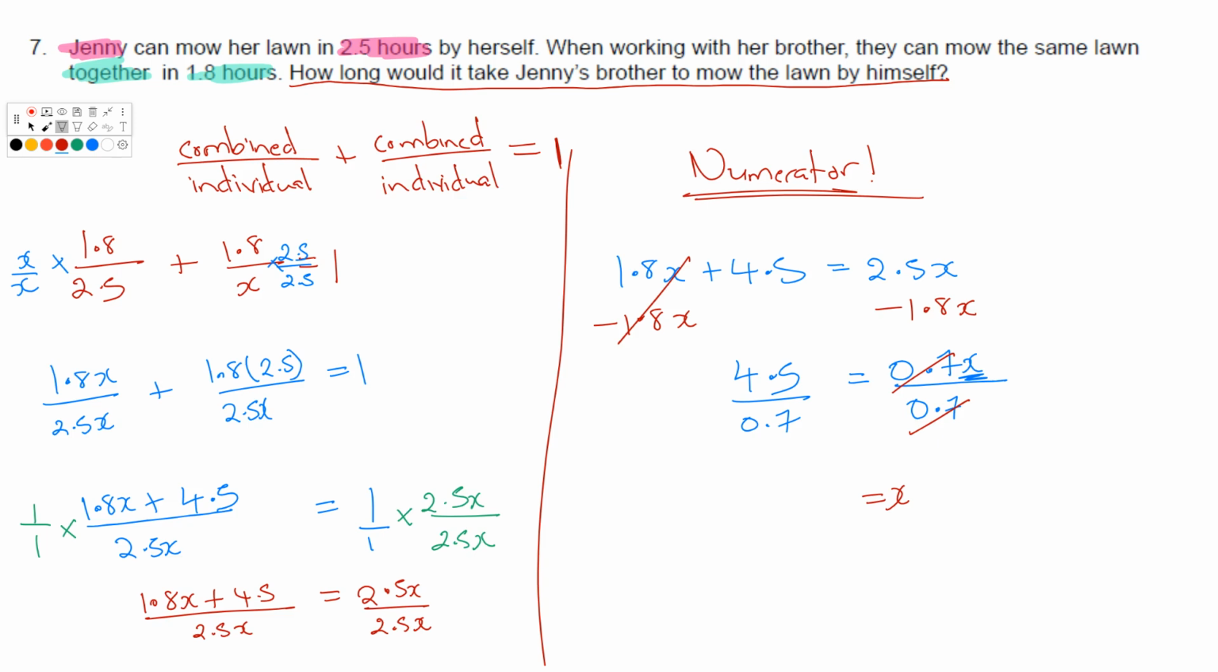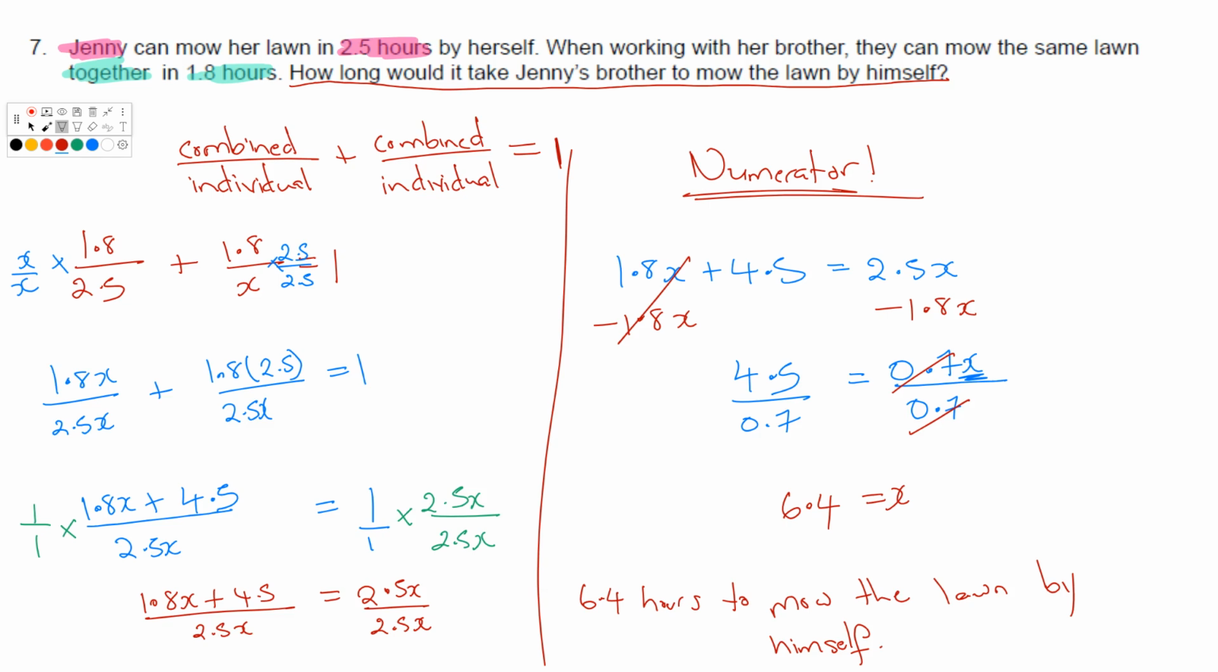And when we divide 4.5 by 0.7, we get 6.4. And so based on our calculation, this is saying that it would take Jenny's brother 6.4 hours to mow the lawn by himself.